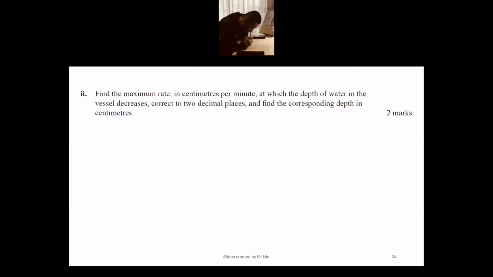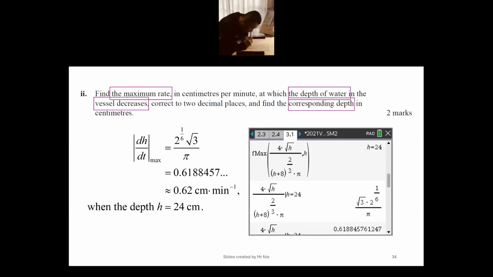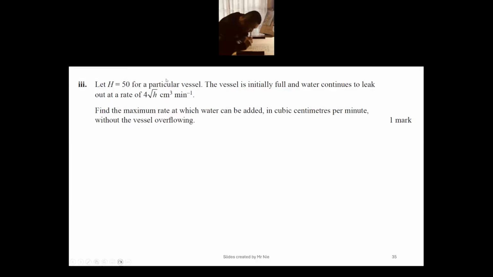But the thing is, let me just fast forward a little bit. We would like to add water simultaneously. So we need to consider a total rate of change of volume. It's the inflow rate minus outflow rate. And we try to make sure the vessel is not overflowing. Without an object doing something means the vessel does not overflow. Make sense?